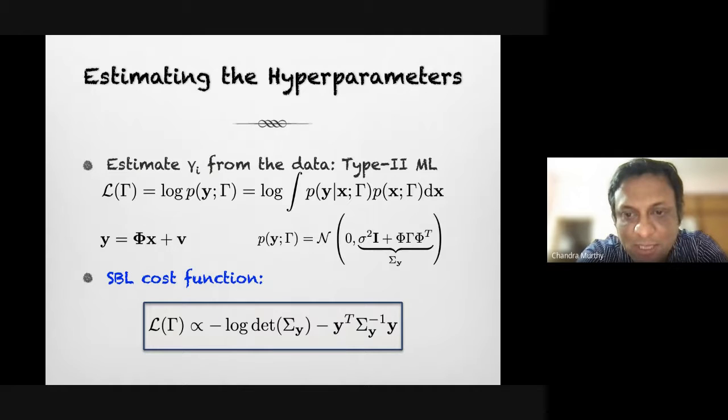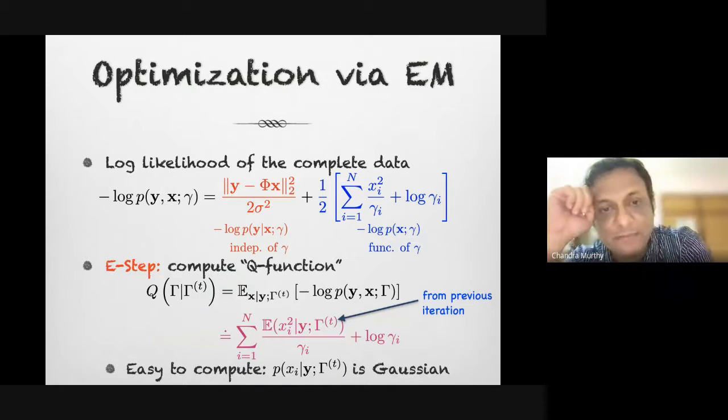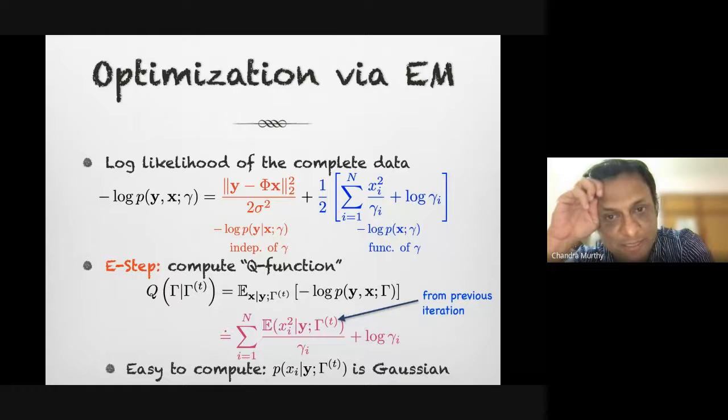However, notice that gamma is sitting inside this sigma Y. So this is not easy to optimize directly. But nonetheless, you want to find the gamma that maximizes this cost function. And one way to conveniently do that optimization is through an algorithm known as expectation maximization.